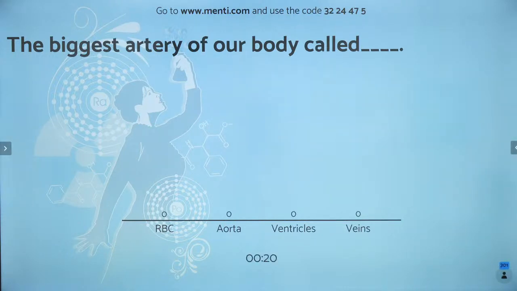Love you too Manoj. Which is the largest artery? I have told you already. Largest artery, largest vein, both I have told you.